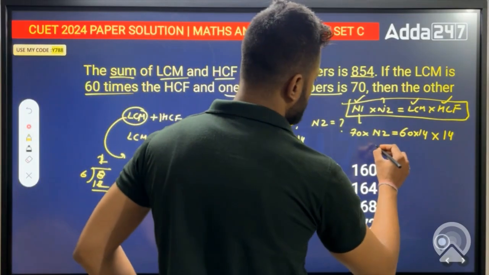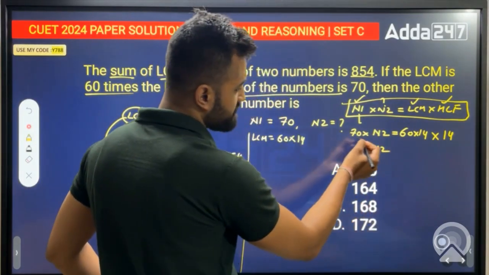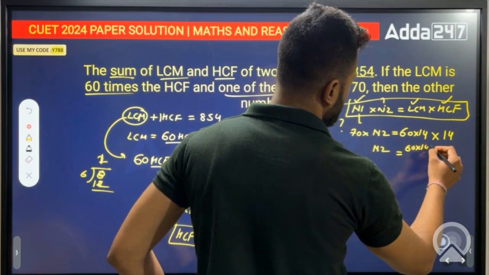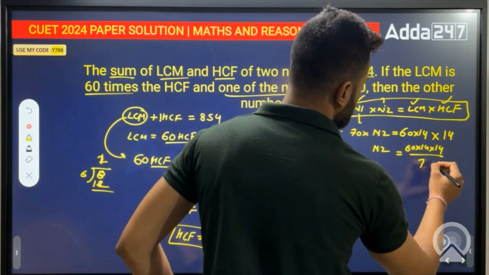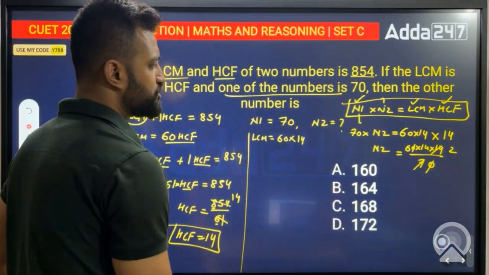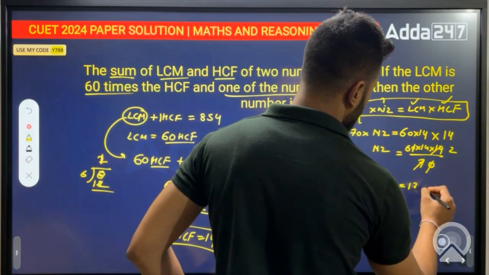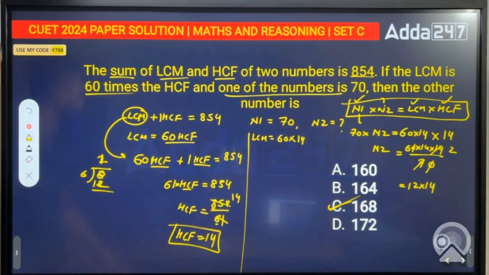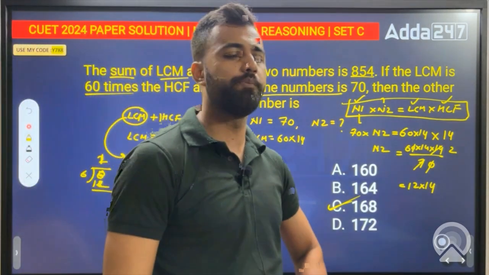So N2 will be what, sir? N2 will be, sir, this is 70 multiplied, you take 70 there. So this becomes 60 into 14 divided by 70. So 0, 0 cancels. 7 and 2 becomes out here. So 12 into 14 you have to do. 12 into 14 is 168. Done. Your answer is 168. Finish. I hope it is clear.